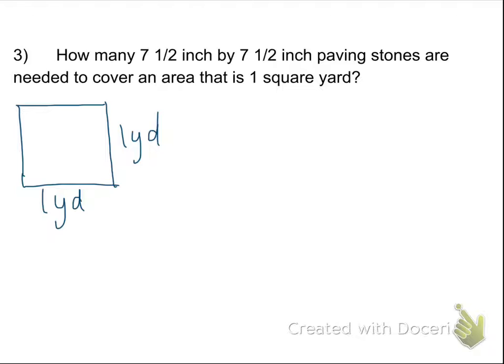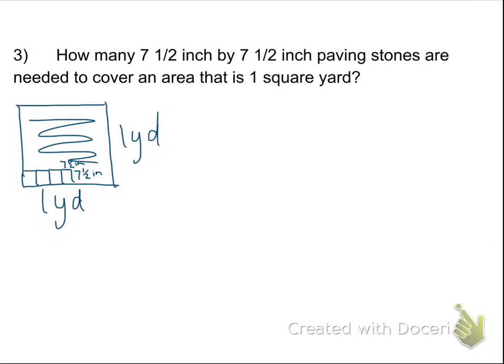And what are we actually trying to do here? We are trying to put a bunch of little paving stones across, and we need to figure out how many we need to cover this entire area. But these stones are 7.5 inches by 7.5 inches. So how many do we need?